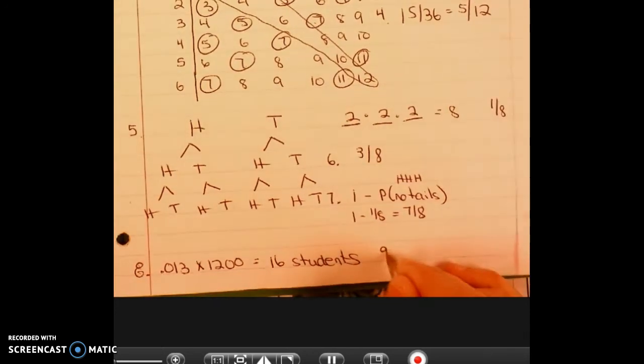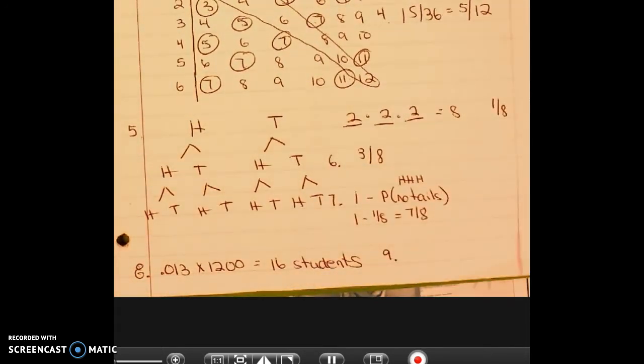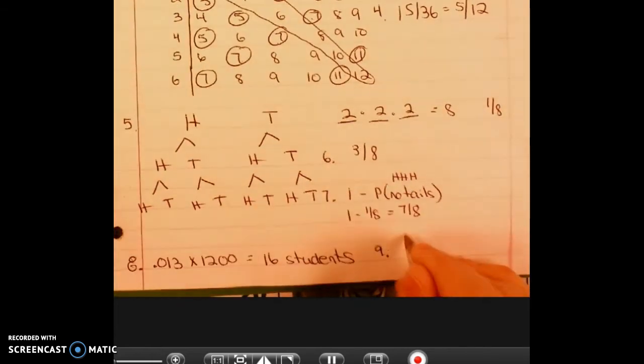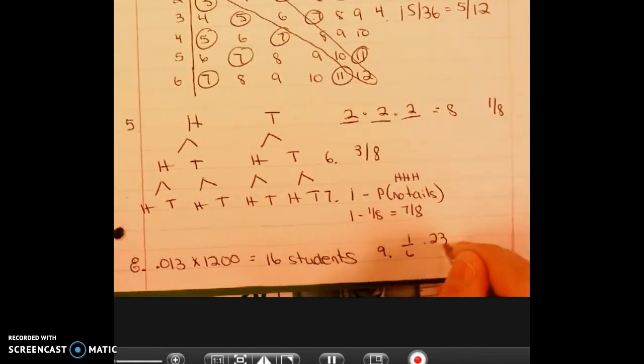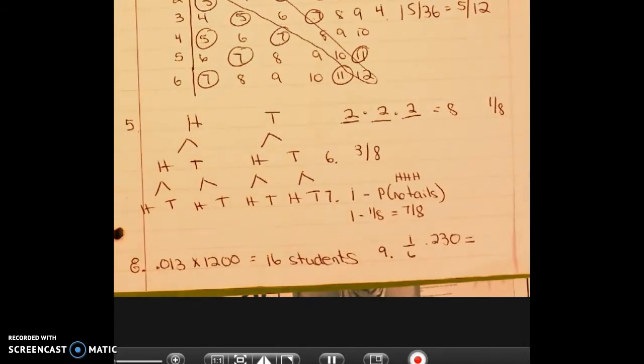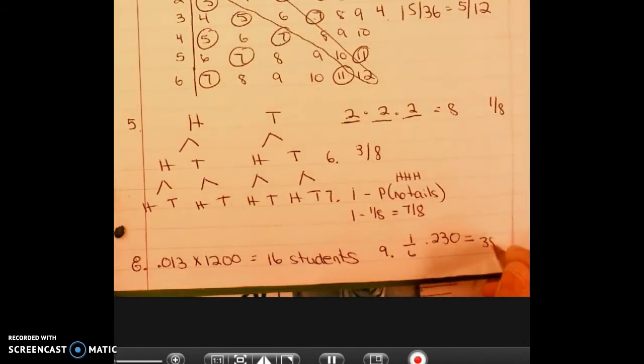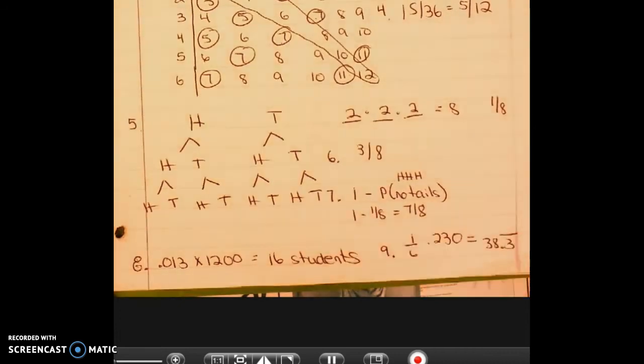See if we can squeeze in number 9. It says, what is the expected count for the outcome of 3 when I toss a die? Well, I have a normal 1 out of 6 probability for rolling a 3, out of a total of 230 outcomes. And when I multiply those together, I end up with about 38.3 repeating.